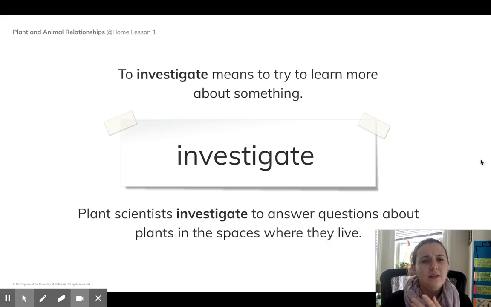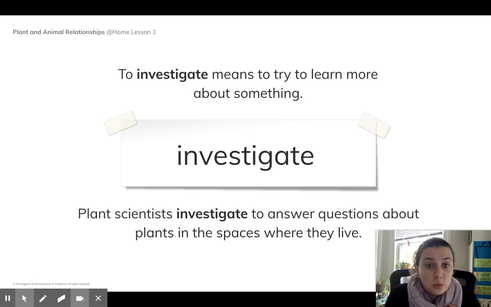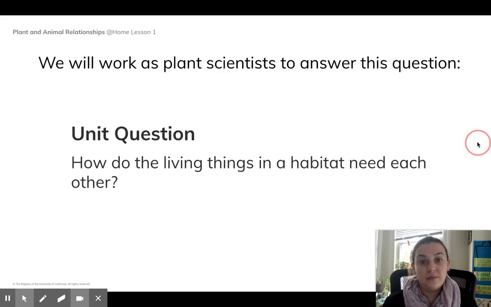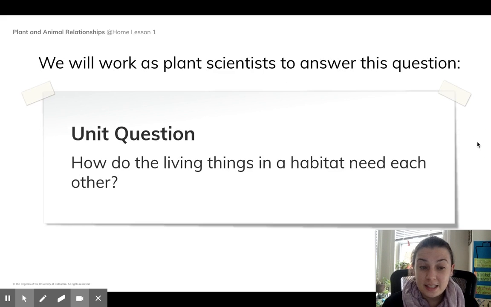What does it mean to investigate something? It's when we try to learn more about something. We could investigate plants, we could investigate the sky, we could investigate animals, we could investigate a person. There's lots of things that we can investigate because it just means we want to learn more about it. Plant scientists, or botanists as we learned, investigate plants to answer questions about those plants in the spaces or the habitats where they live. That's what we're going to be doing. We'll work as plant scientists to answer this question.